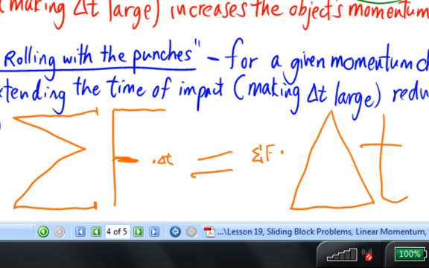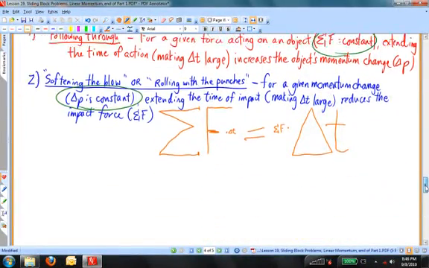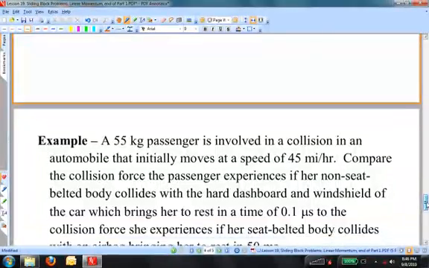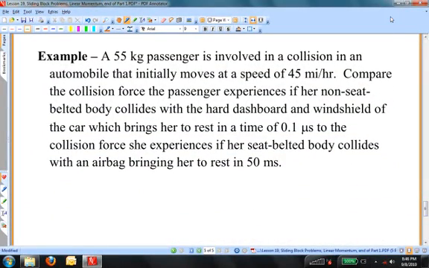What I'd like to do is to work a numerical example, and your textbook gives some examples that I think are not as realistic as the one that I've written here. I've written a problem that I would like us to try to solve, and it's an application of the impulse momentum theorem that is this second case that we've been talking about.